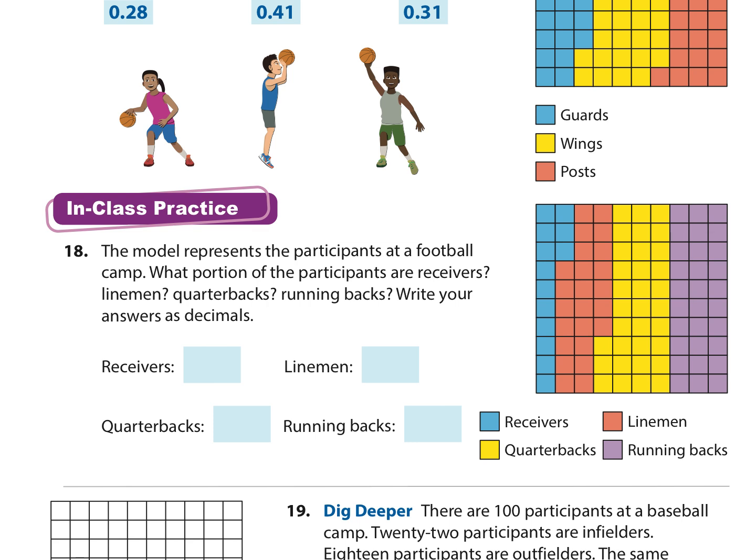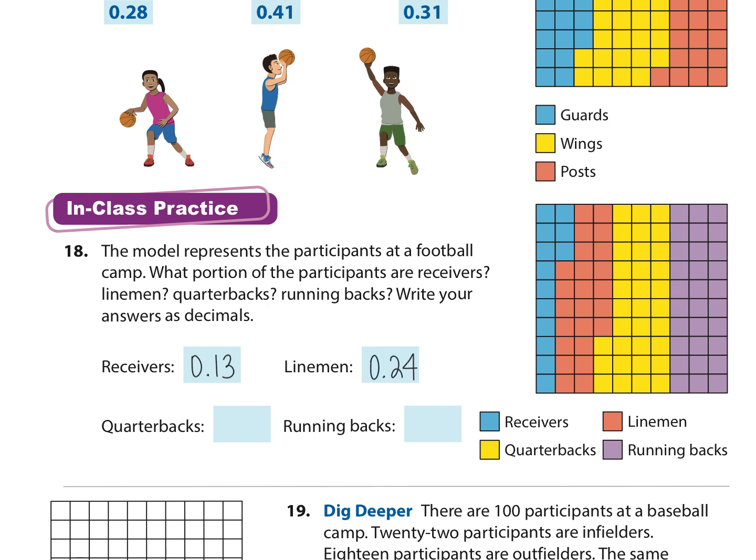So starting with receivers, we're looking at all of the blue. So I have 10, 11, 12, 13 hundredths. So it would be 0.13. Linemen is the red color. I have 10 here. I have 7, which makes 17. Then 18, 19, 20, 21, 22, 23, 24. So I'm going to write 0.24.